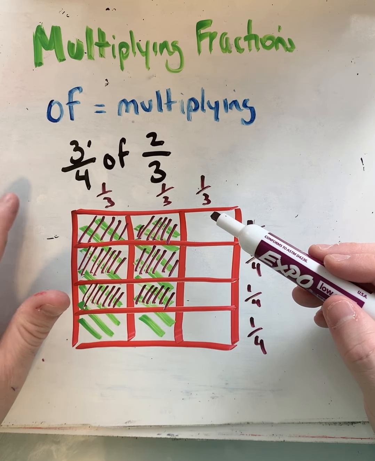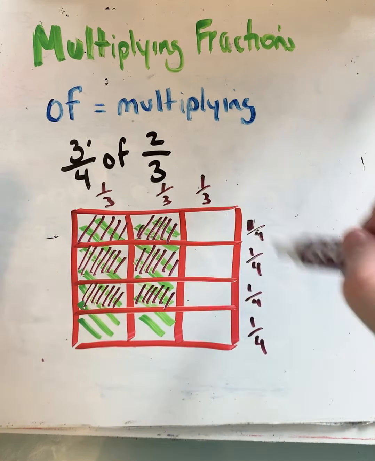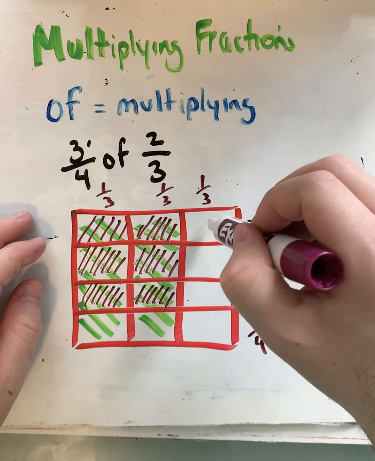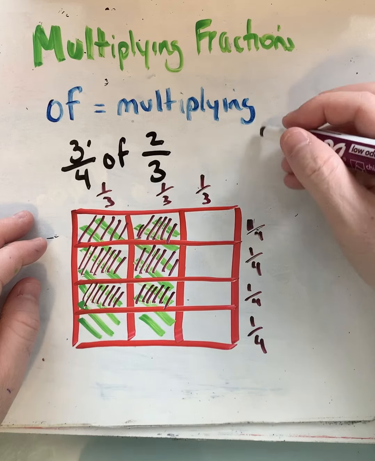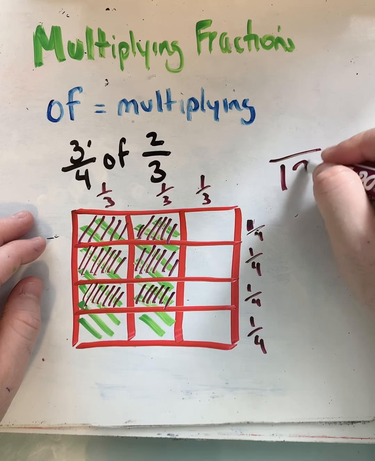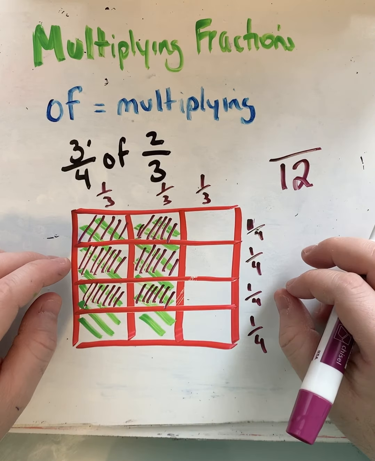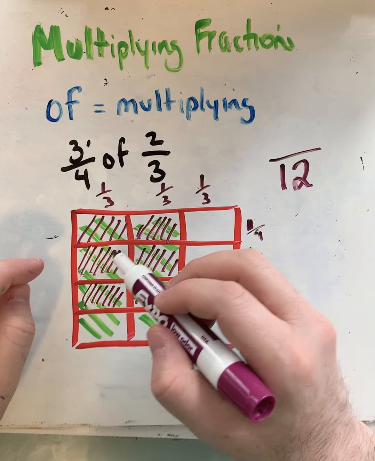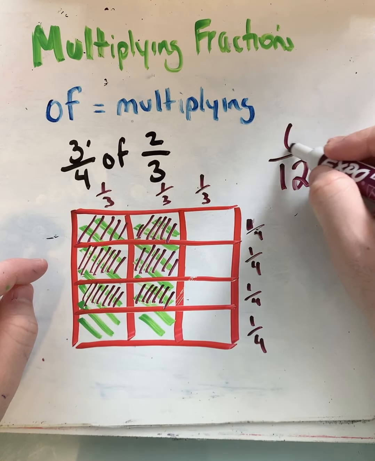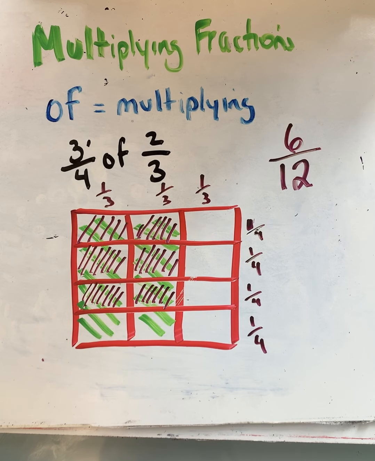Okay, so the first thing I'm going to do is count up all the boxes that are in this now square. 1, 2, 3, 4, 5, 6, 7, 8, 9, 10, 11, 12. 12 now becomes my denominator, right? There are 12 total squares in this. How many are colored in both colors? Well, 1, 2, 3, 4, 5, 6. 6 of those are colored in both colors.